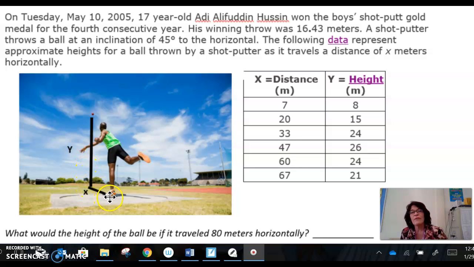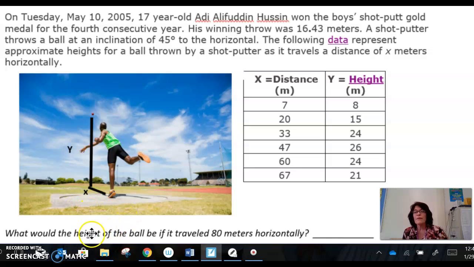After it travels 2 or 3 feet horizontally, how high is it? After it travels 10 feet horizontally, how high is it? We're assuming that this person throws at a 45-degree angle to the horizontal. So we have some data here. If it went 7 meters, the height was 8 meters. If it traveled 20 meters horizontally, the height was 15 meters. After 33 meters horizontally, it was 24 meters high.